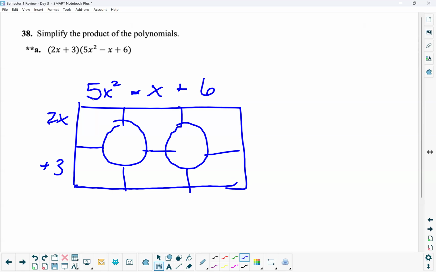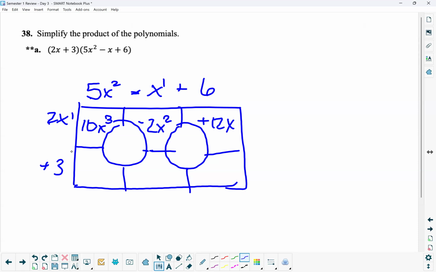Now I take my 2x times my 5x squared. 2 times 5 is 10. Again, that 2x is like 2x to the first. Add my exponents. X squared times x to the first is x to the third. 2x times minus x. Again, that's like a minus x to the first. 2 times that negative 1 is negative 2. X times x is x squared. 2x times 6 is positive 12x.